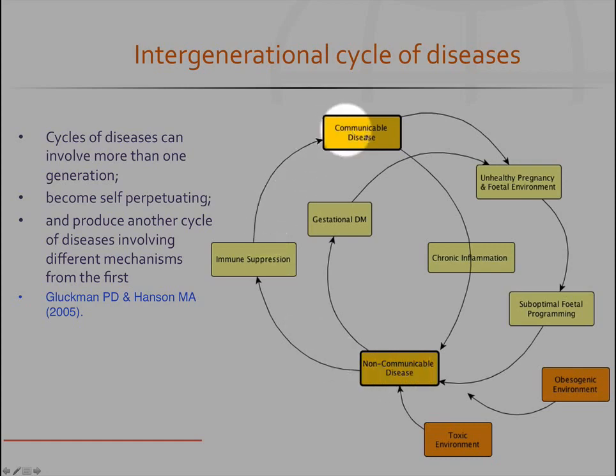So these two cycles are actually occurring in two levels. I need to have a 3D picture to best illustrate that they can become self-perpetuating and producing the next cycle of diseases involving different mechanisms from the first one. Very interesting paper for some advanced reading if you have the time.